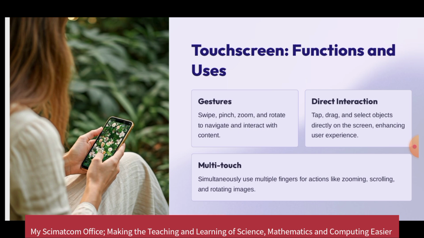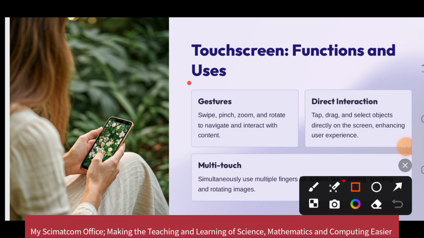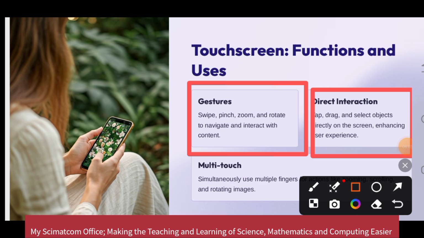Then we have direct interaction. At times you can tap, drag, and select objects directly on the screen, enhancing user experience. Another function and use of the touch screen is multi-touch. You can simultaneously use multiple fingers for actions like zooming, scrolling, and rotating images. In some cases, you can zoom in and zoom out. In some cases, you can even use your fingers to take a screenshot on your touch screen, just like that and as easily as that. So that is for gestures, direct interaction, and multi-touch purposes.